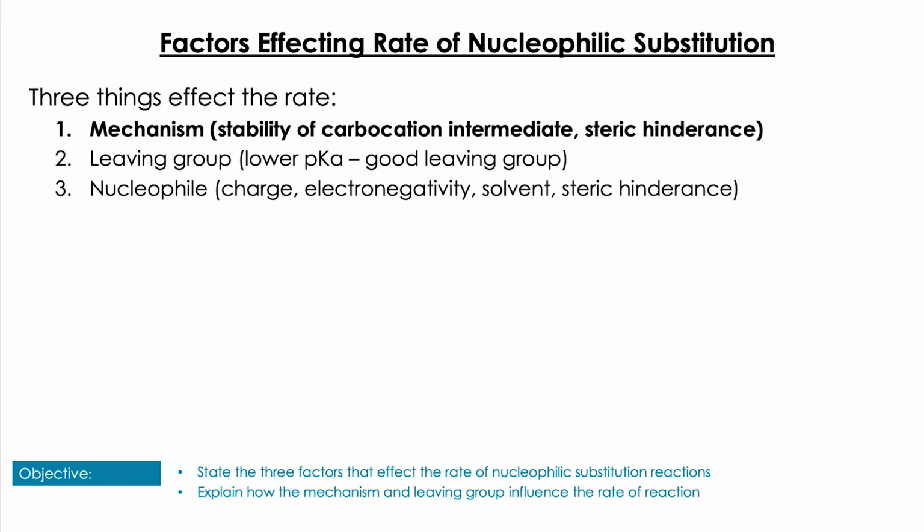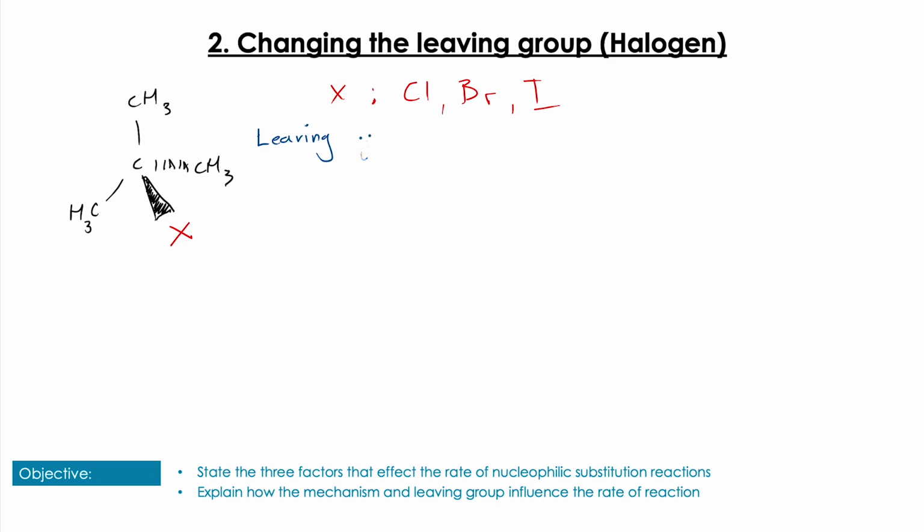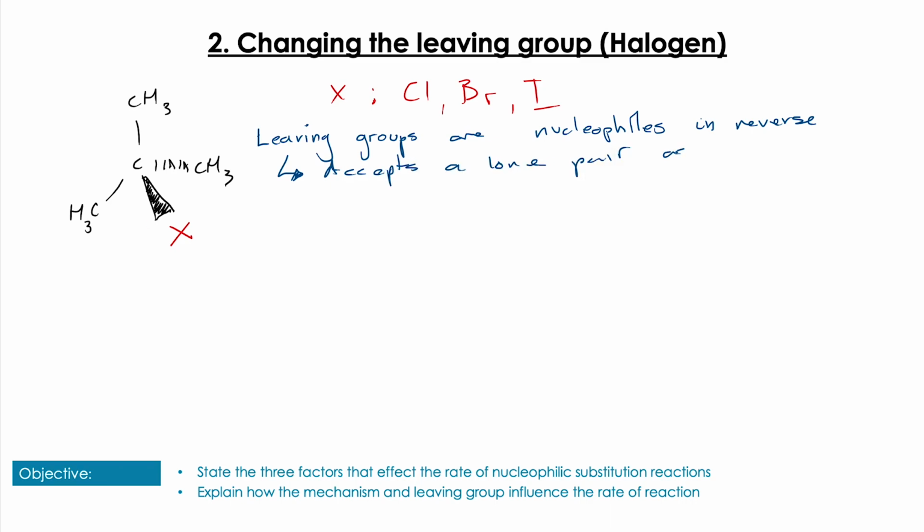Beyond the mechanism that we've looked at for the reaction, we can also look at the leaving group, or the halogen. So the nature of the halogen is going to determine how much that halogen wants to come off of its carbon-hydrogen bond, and we usually look at chlorine, bromine, and iodine for this. So the thing that makes a good leaving group is effectively the ability of that leaving group to form a negative charge with itself, because we can think of leaving groups as nucleophiles in reverse. They are going to accept the electrons from the carbon-halogen bond onto themselves, and then they are going to leave.